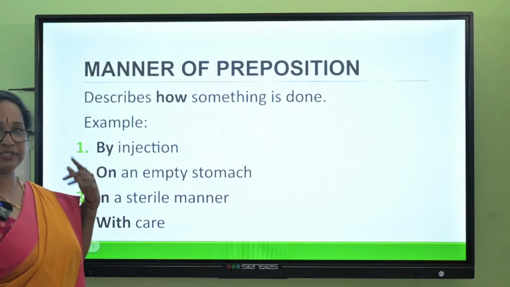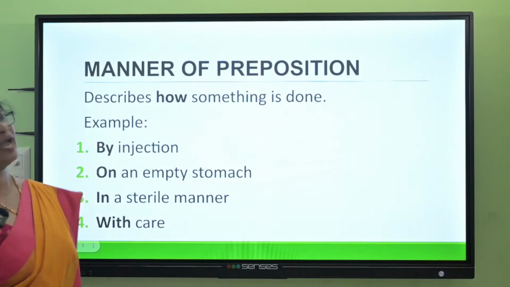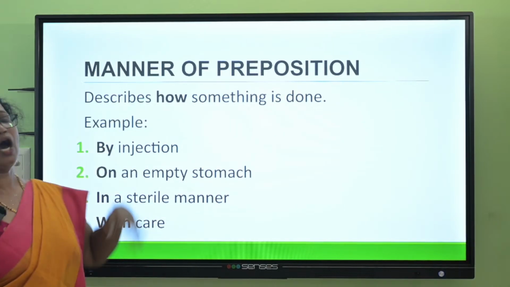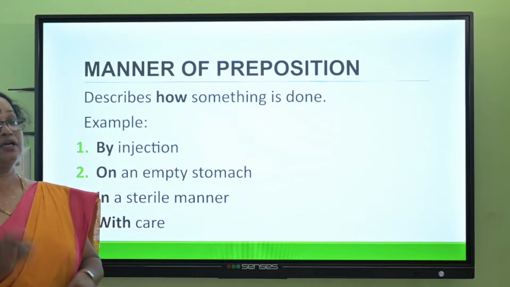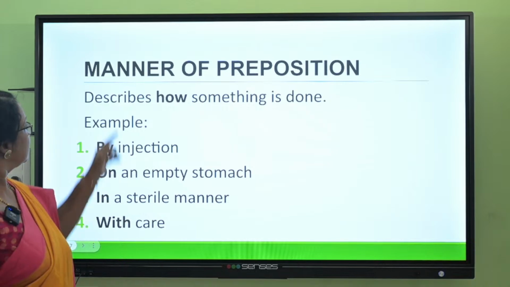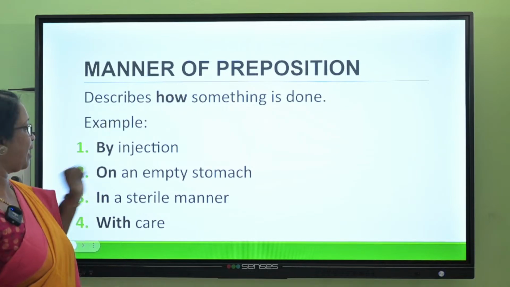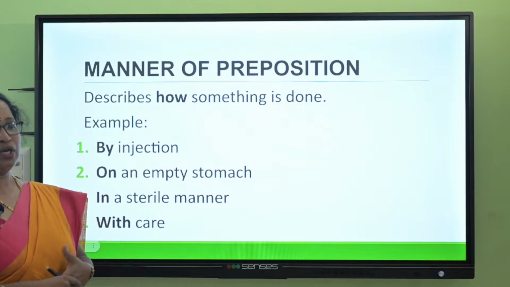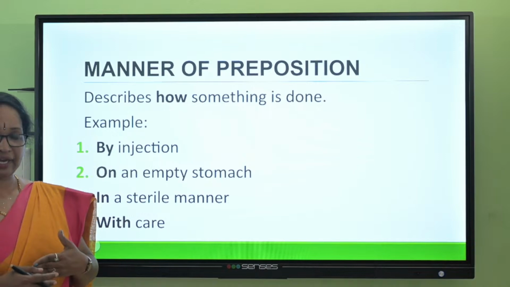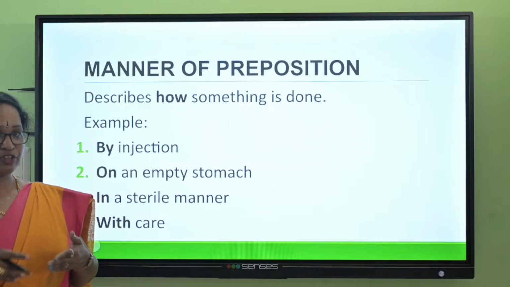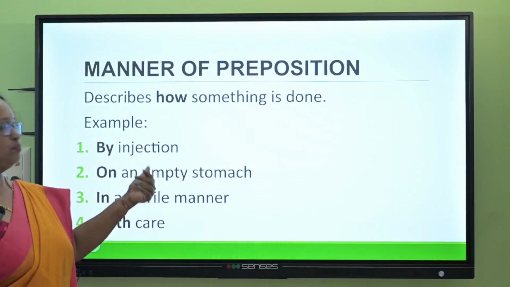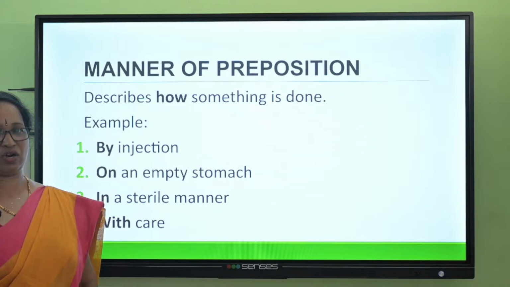And coming to the next one, that is the manner preposition. Manner prepositions describe how something is done. For example, by injection. So, by injection, you can make sentences with that one. I think some of you can try that, and please send that answer to me. On an empty stomach. He took his medicine on an empty stomach.